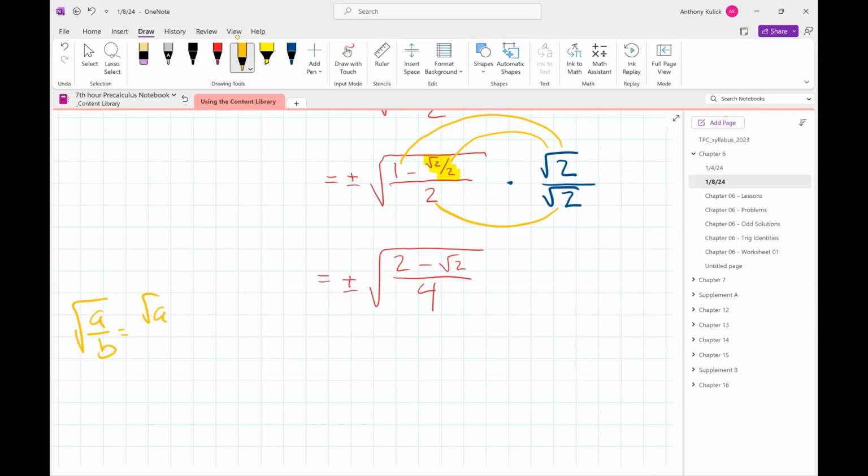Remember in your Algebra 2 class, you would have talked about how the square root of a fraction is the same thing as square root of the top and the square root of the bottom. What does that mean that I have here? In this problem, it means I have a square root in the denominator, right? Which we don't love.